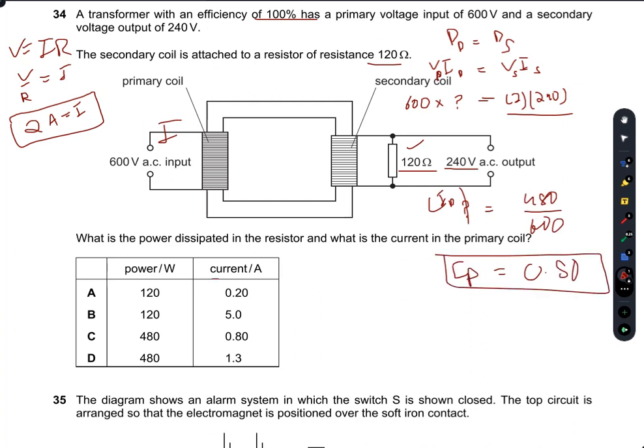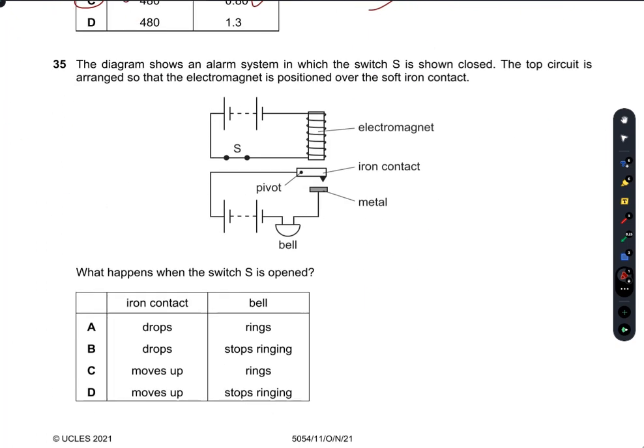The current in primary is 0.80, and then what is the power dissipated in the resistor? So the power is 600 times 0.80, so 480 here. So 480 is the power. So C is the right answer.